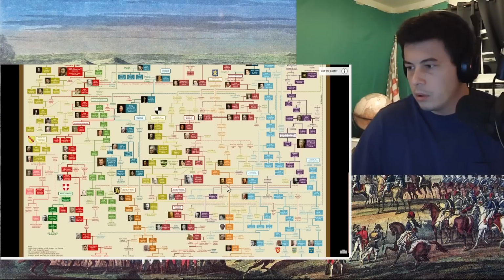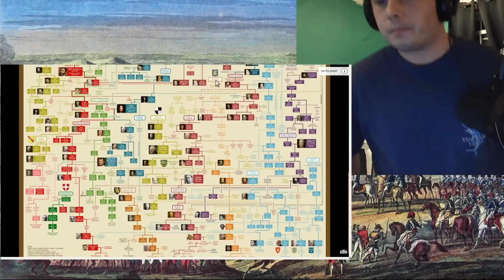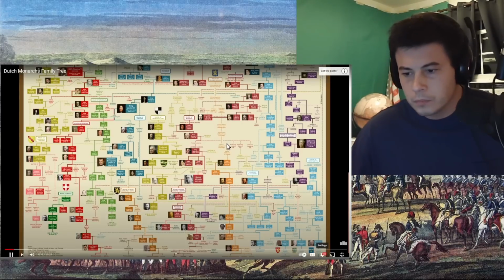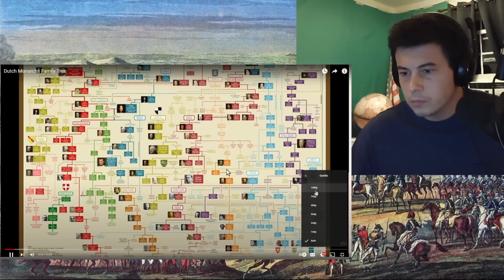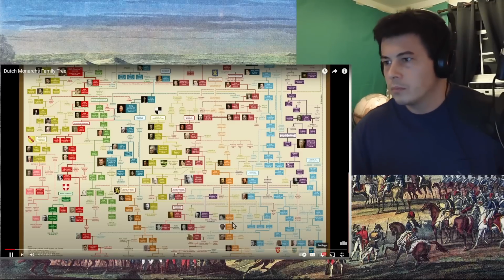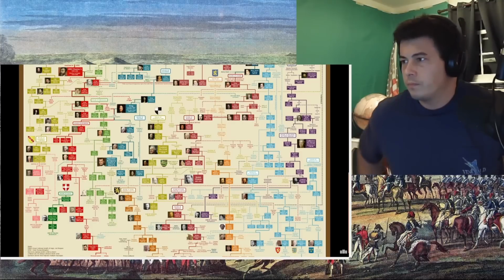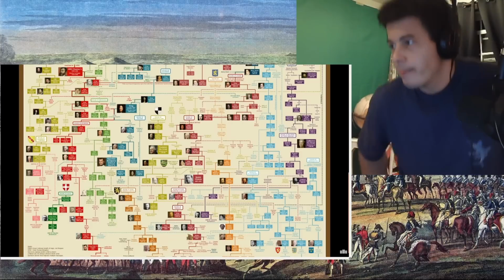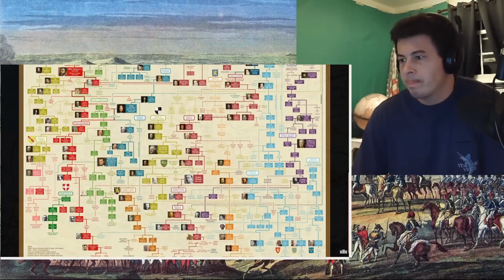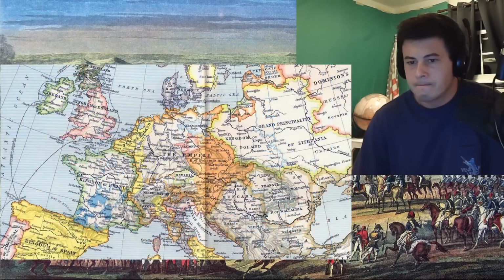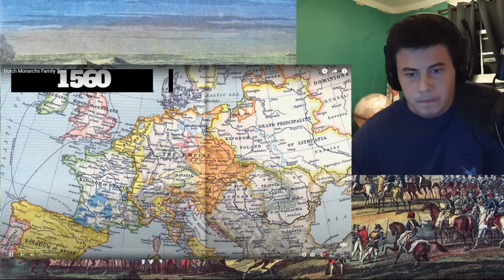So we'll be looking at both the leaders of the Dutch Republic before the monarchy was established, as well as the Dutch kings and queens after the creation of the Netherlands. But before we get to the family tree, let's first look at a map of Europe in the 16th century. So this is what Europe looked like around the year 1560.